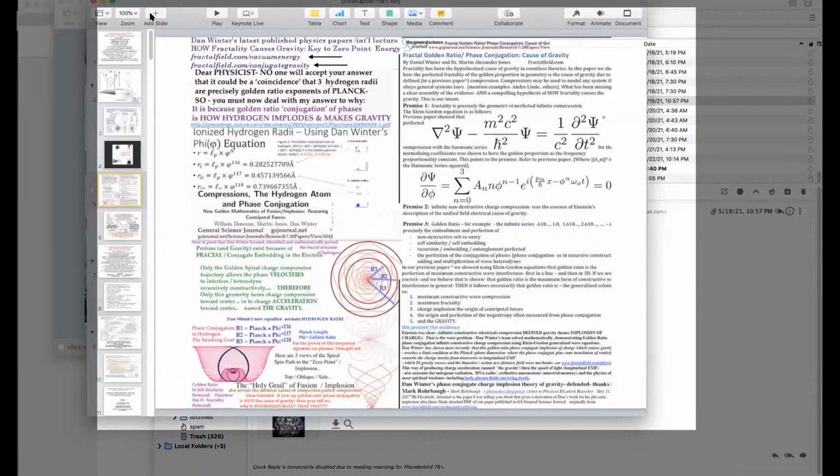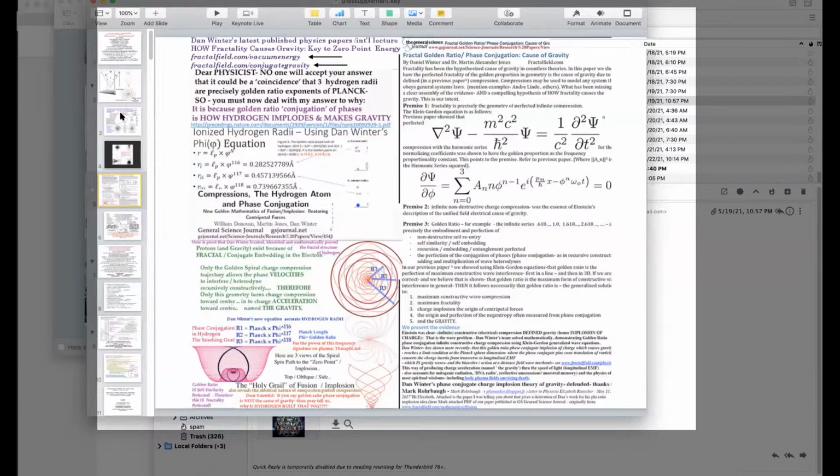You can see all the physics at fractalfield.com/vacuum energy. And these are the publications. And the second one, we explain in detail why that is the cause of gravity, because that creates the compression, the geometry of compression that turns compression into acceleration and therefore implosion.